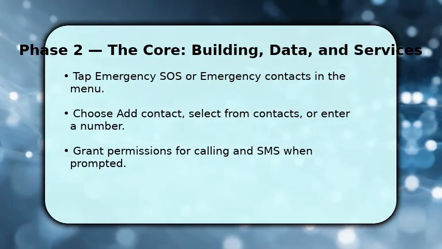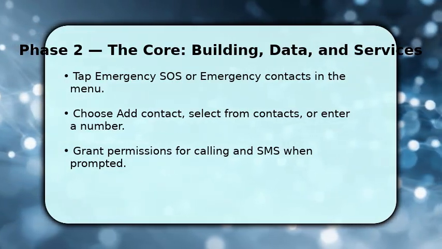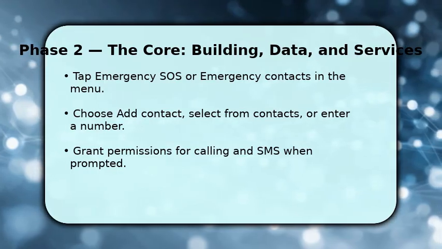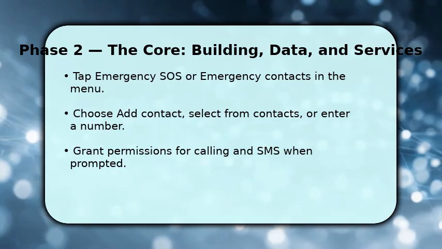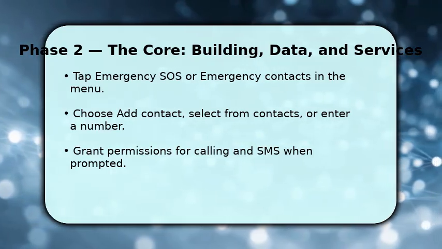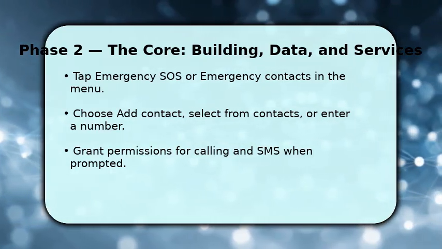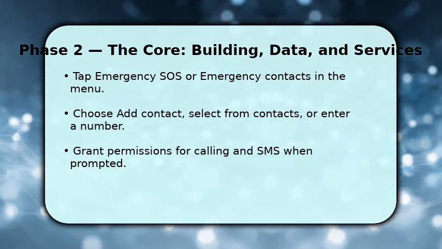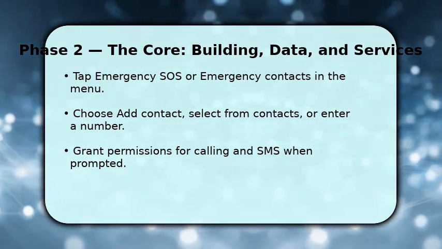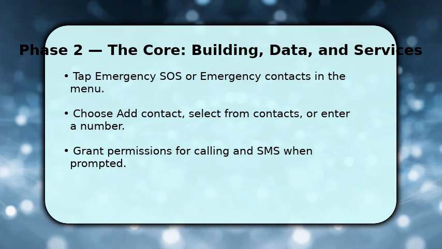Select Add Contact, then pick a person from your contacts list or type a number manually. You may see options to send SMS or share real-time location. Enable them if you want automated alerts. Make sure you grant call and messaging permissions when Android asks. Otherwise, the SOS action won't reach anyone. Double-check the saved number for typos.